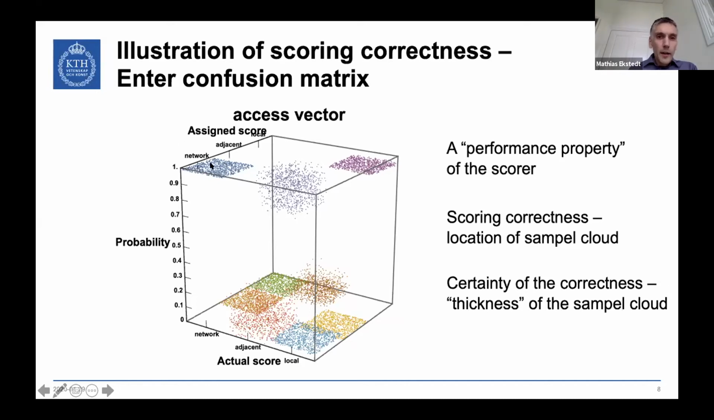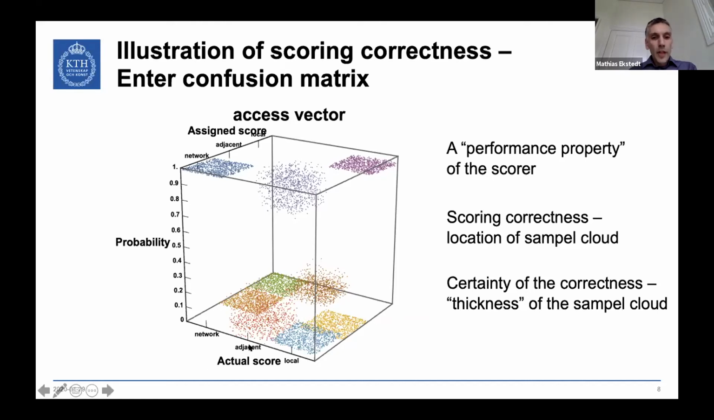All the small dots here in the cube represent a probability distribution. Normally we would perhaps see a probability distribution looking like a normal distribution in a diagram, but here we have our distributions represented in a different way by the different dots. Now, here's another example. If the actual score is local, then we also want the assigned score to be local, which is here. Now the score is quite good, but there's a certain chance that the scorer is scoring this as network. So we know that the scorer is not perfect in its scoring. Sometimes the scorer confuses local as network.